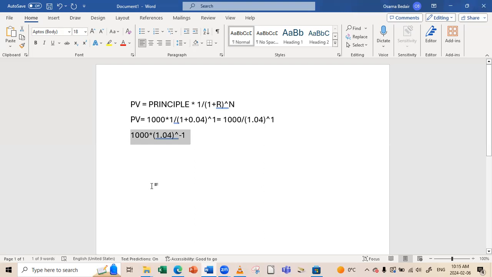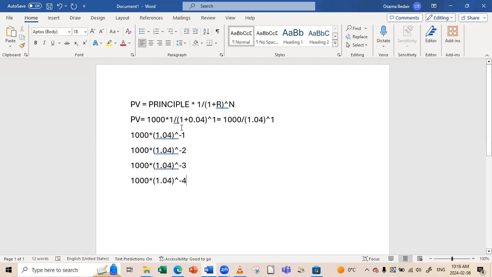Likewise, for the second year, same equation, but it will be power minus 2. Same thing for the third year, it will be power minus 3. And for year 4, it will be power minus 4.